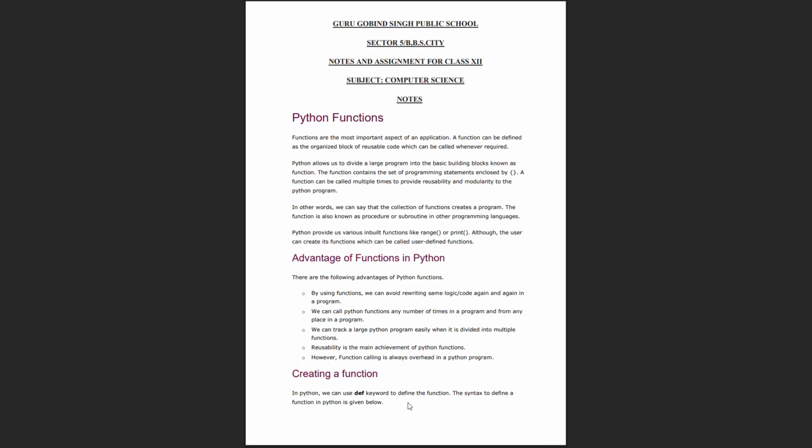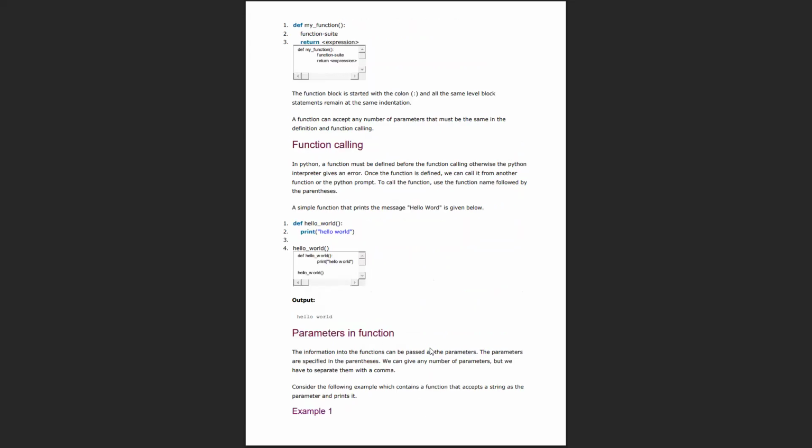In Python, we use the def keyword to define a function. The syntax to define a function in Python is as follows. In order to create a function, we use one keyword present in Python, that is def. What does def represent? It means we are defining the function. So we will see the syntax below. Here def means we are creating a function.